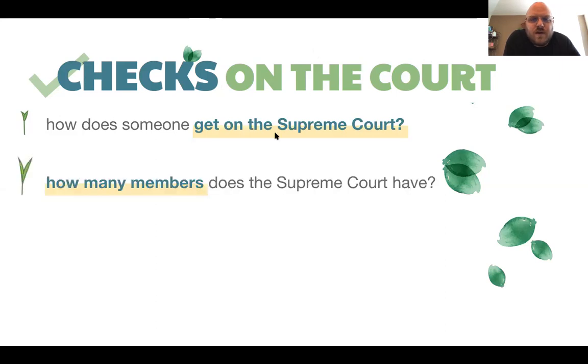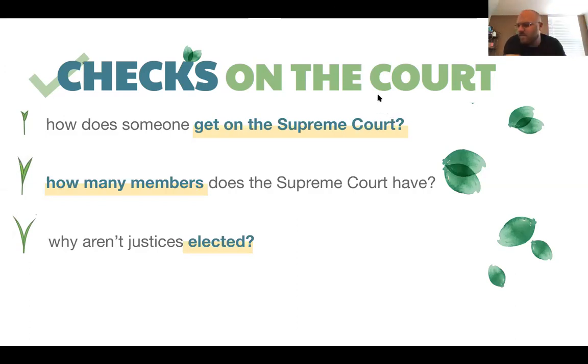Let's do this. How many members does the Supreme Court have? 9. Good. And then why aren't justices elected? So they can be free from political pressure and make decisions based on the Constitution.